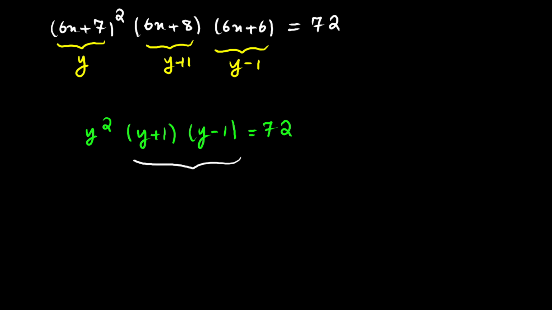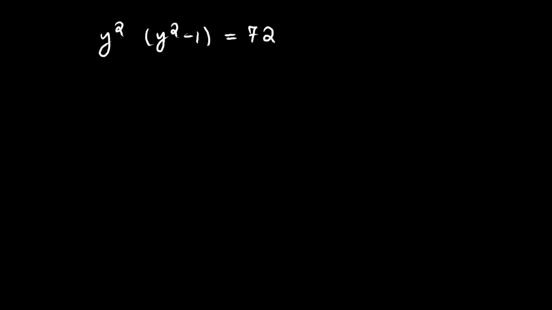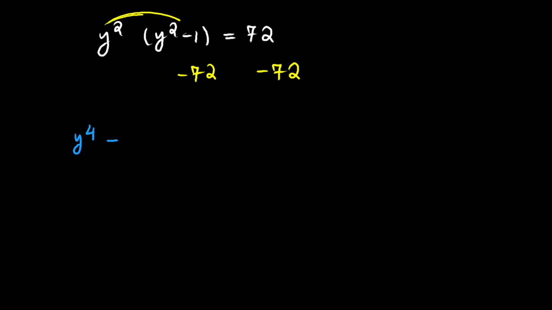So this is a product of two conjugates. So we will have y squared times y squared minus 1 equals 72. So let's go ahead and distribute this inside of the parentheses, and let's subtract 72 to have everything on the same side. So we will have y to the power 4 minus y squared minus 72 equals 0. Now you might be able to guess what I'm going to do next. So I'm going to replace y squared with u to get a quadratic equation. So u squared minus u minus 72 equals 0.